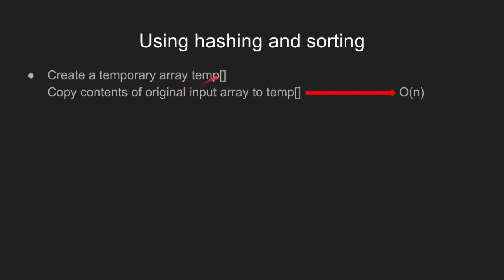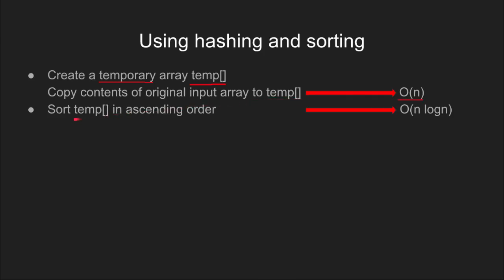A more efficient way to do this is in O of n log n by using hashing and sorting. The first step is to create a temporary array, temp. We copy the contents of original array to temp. This takes O of n time. Next, we sort temp in ascending order, which takes O of n log n time. Then we create an empty hash table. This step takes O of 1 time.